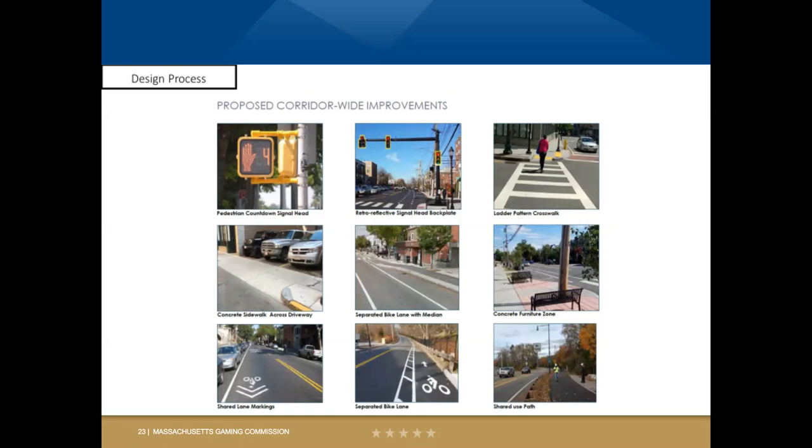For the proposed corridor-wide improvements, we had a pretty specific focus on pedestrian safety. As Alex had alluded to previously, this is a major corridor for vehicular traffic. But with the creation of many jobs at the casino within the city of Everett, there are also other vulnerable populations as well as workforce populations that utilize the corridor in a non-vehicular fashion, to bike and to walk to work. So thinking about improvements for the surface elements for this corridor, a lot of our suggestions culminated in some of those safety features.